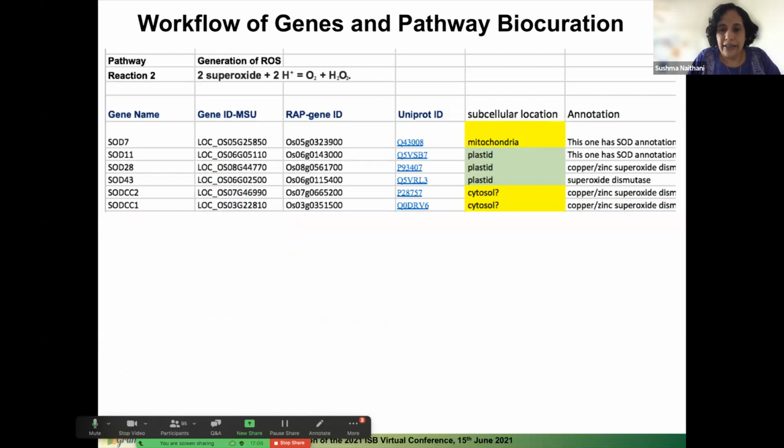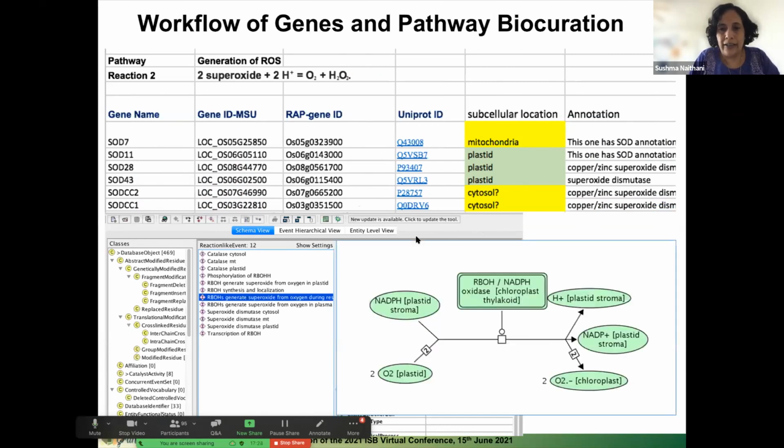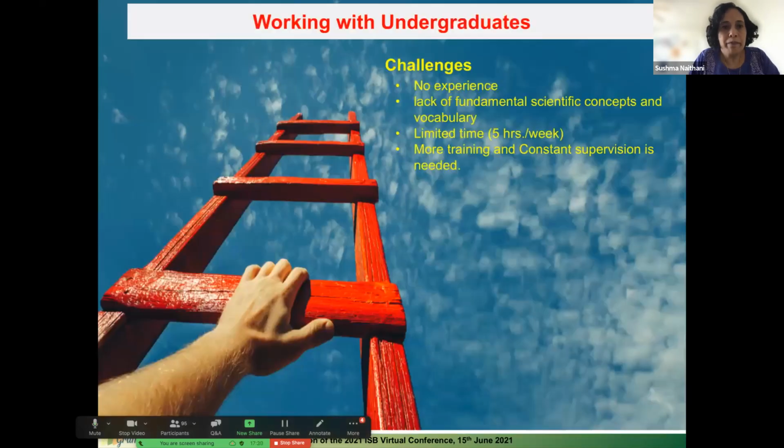So after reading and collecting, then we start gathering information on an Excel sheet. Once it is done, then we enter it in our tool. So we use the Reactome Curator tool for doing pathway curation. So now we focus on the tool after we have focused and gathered the knowledge. We start building reactions and pathways. So this is our biocuration step by step.